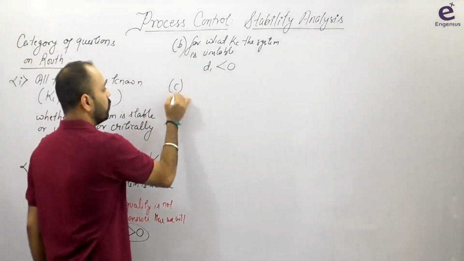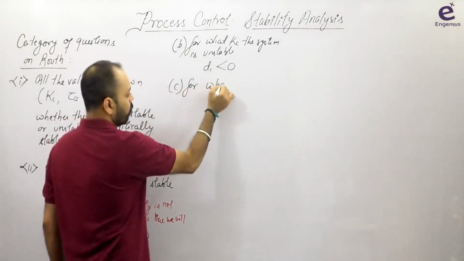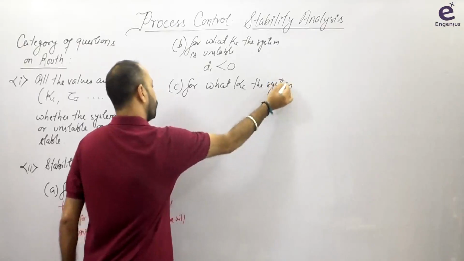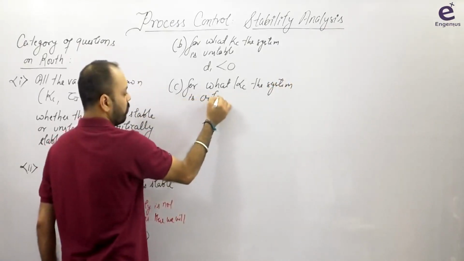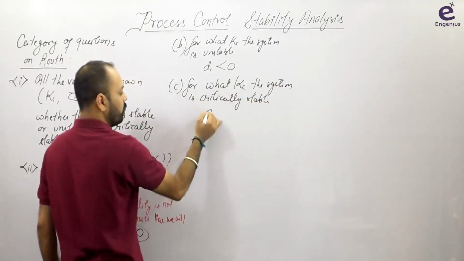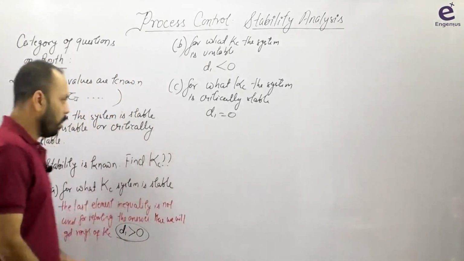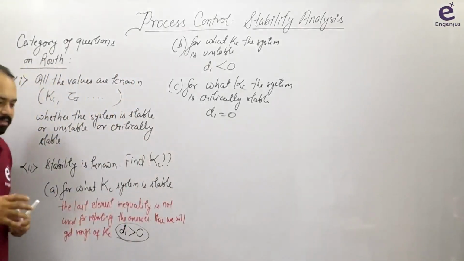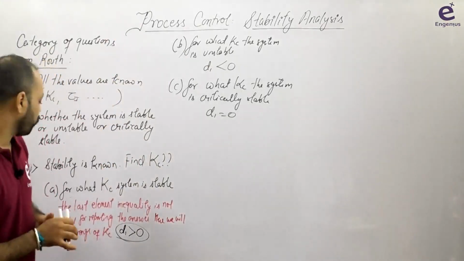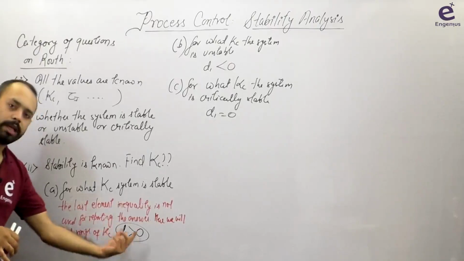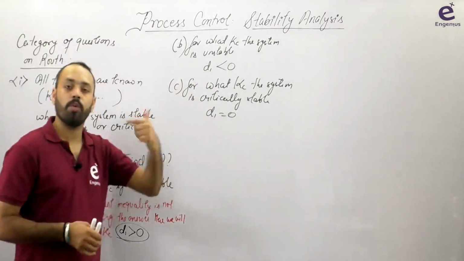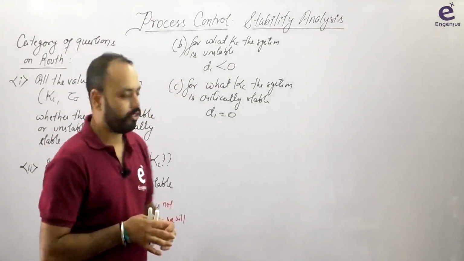For what Kc the system is critically stable. This can be the question. Then how to find critically stable means neither stable nor unstable, so it can be d1 equal to 0. These are the type of question. I mean Kc can be stability condition can be given to you and then they are going to ask you that what is the value of Kc. So when you solve this inequality you will get range of Kc. When you will solve this equality you will get value of Kc in this case.